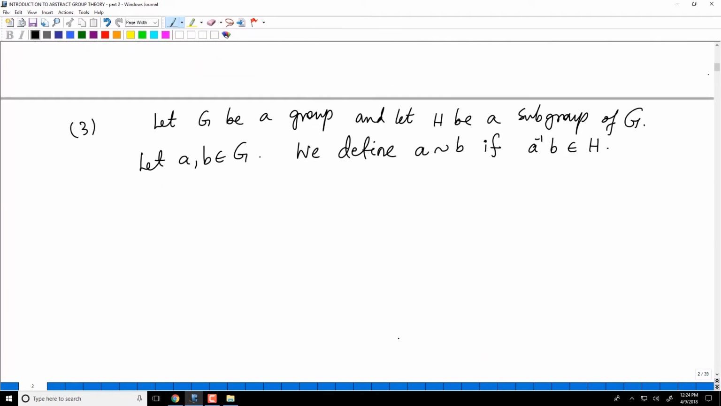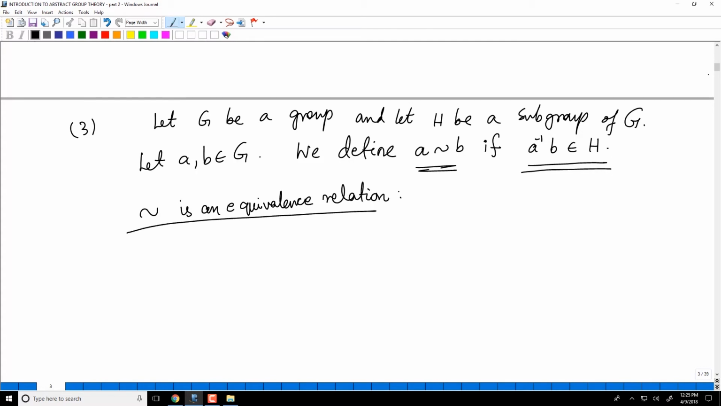Now let's check that this is an equivalence relation. What are we saying? Let H be a subgroup of G. Two things are equivalent if this element constructed from them is in the group H. This is an equivalence relation. Why? First of all, is A related to A? Yes, because you have to ask yourself whether A inverse A is in H. It is in H because that's just E.